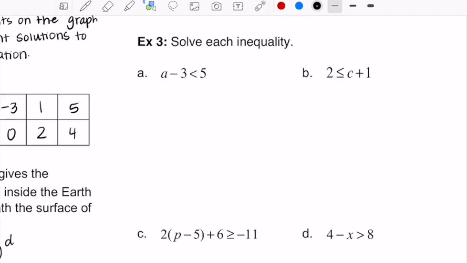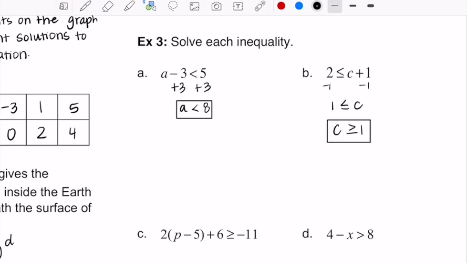Solving inequalities is just like solving equations. So here in this first one, I'll add the 3 to both sides. And so my solution for this one will be A is less than 8. On B, I'll subtract the 1 from both sides. And then generally speaking, when we write our answers to inequalities, we usually flip them so that the variable is on the left-hand side. So on this one, when it changes, the whole thing flips around. So C is greater than or equal to 1 is the solution set for B.